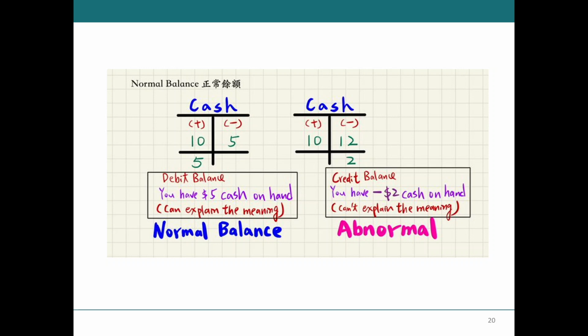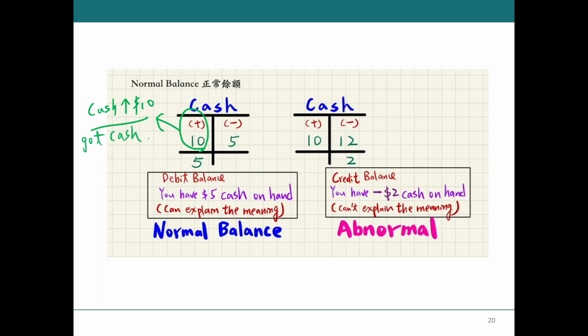Asset increase on debit. Asset decrease on credit. Okay? So I have $10 on debit increase. What does that mean? You have a $10 increase. So means your cash increased $10. Okay? Why your cash increased $10? Because you got the cash from someone else, right? So that's why your cash increased. So you got the cash.